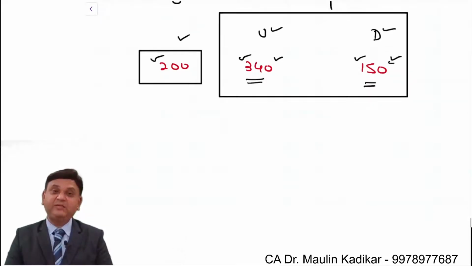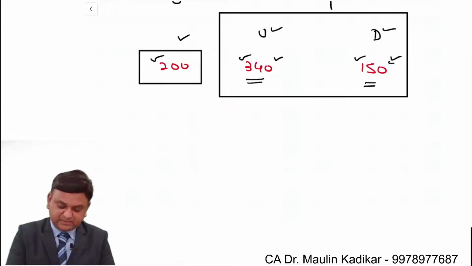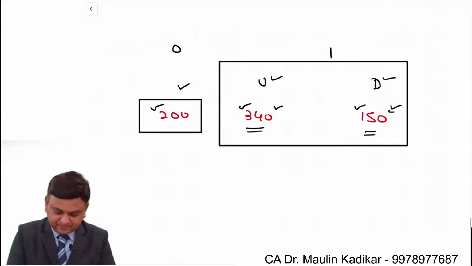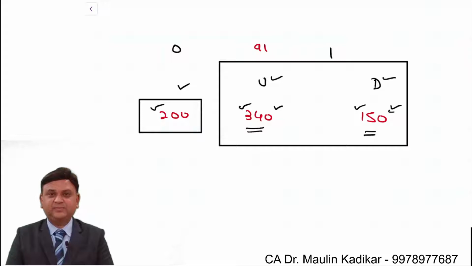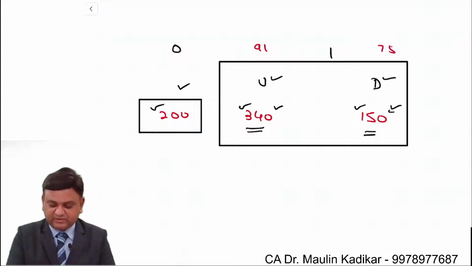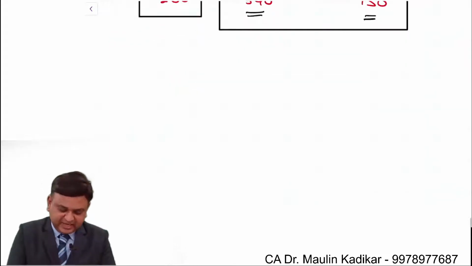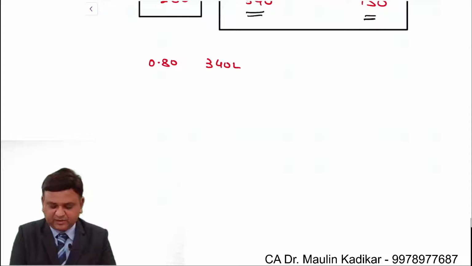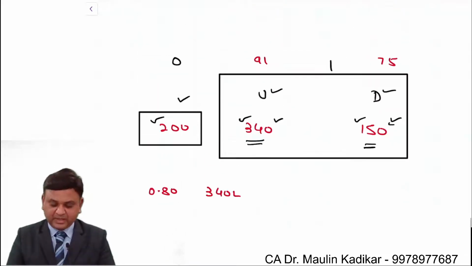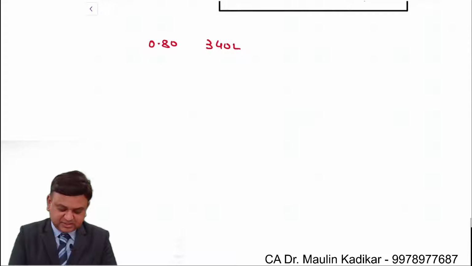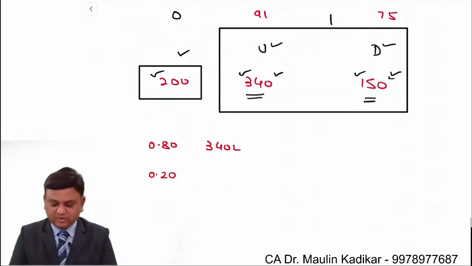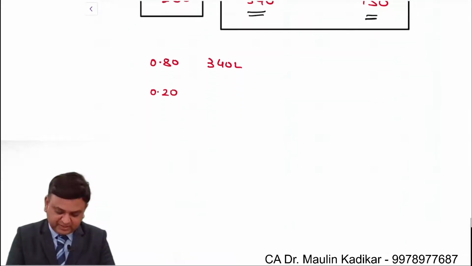Importantly, we will make the computation: what is the probability that the price will increase to 91 lakhs, and what is the probability that the price will decrease to 75 lakhs. For example, there are 80% chances the price will increase and you will get 340 lakhs. And there are 20% chances the price will fall down and you will get an amount of 150 lakhs.